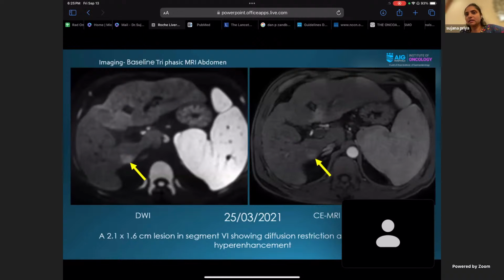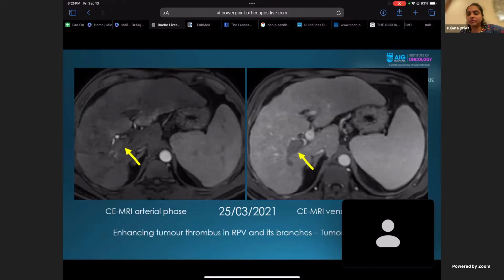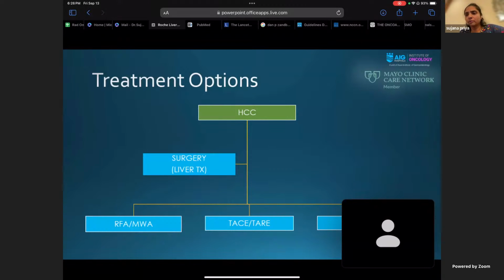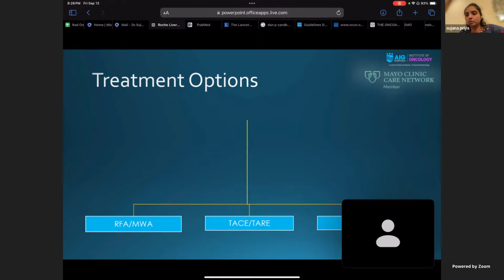So we had a baseline suspicion that there could be something sinister going on, because there was already an established case of CLD. We got an MRI, which showed an almost 2.1 centimeter lesion in the liver along with portal vein tumor thrombus. This is the arterial typical vascular hallmark of HCC. So now let's look at the treatment options. Upfront surgery is ruled out because of the portal vein tumor thrombus.